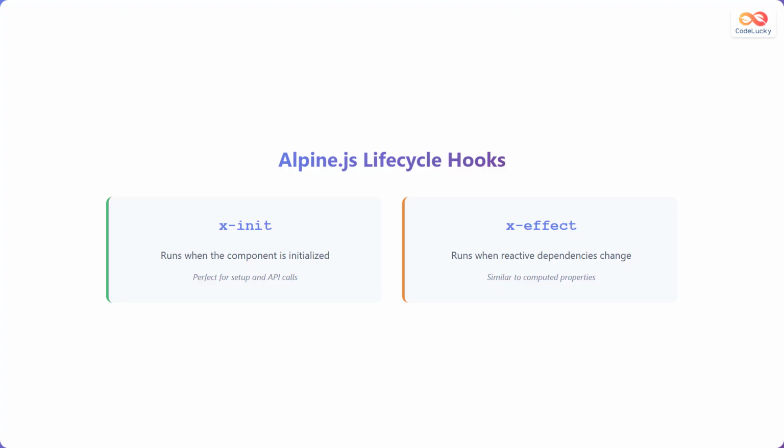Alpine.js provides lifecycle hooks to execute code at specific moments in a component's lifecycle. The x-init hook runs once when the component is initialized, making it perfect for setup tasks and API calls. The x-effect hook runs whenever its reactive dependencies change, similar to computed properties in other frameworks. These hooks give you fine-grained control over when your JavaScript code executes, allowing for more sophisticated component behavior and better performance optimization.